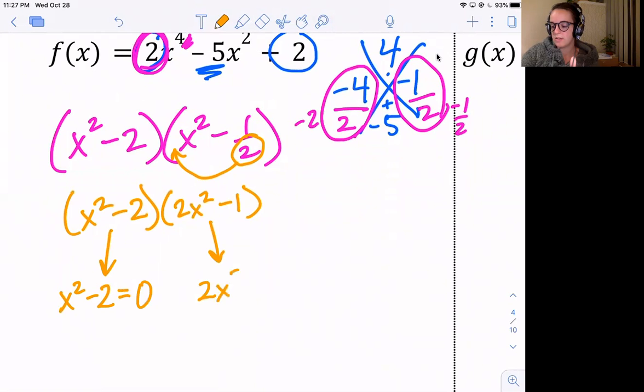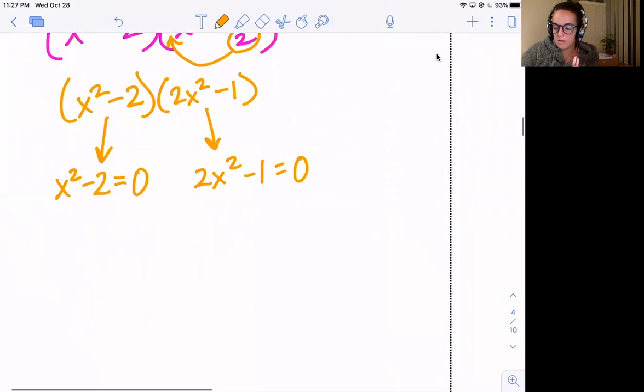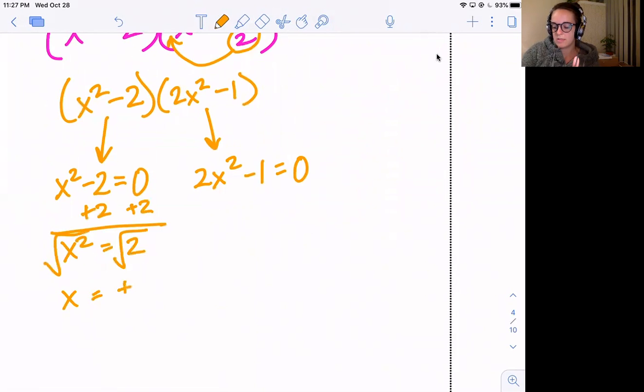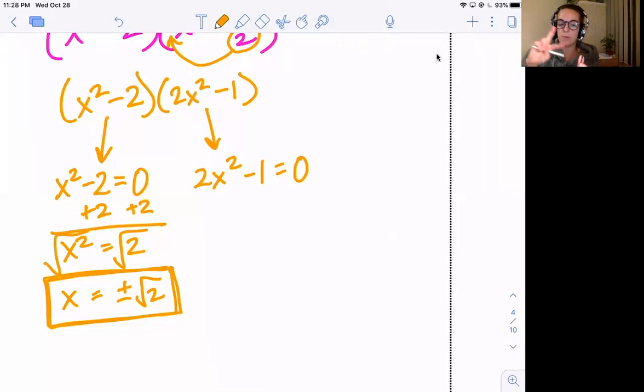So x squared minus 2 equals 0. Here I can say, okay, I'm going to add 2 on both sides. x squared equals 2. Take the square root of both sides. I have x equals positive or negative square root of 2. So that is my first 2 answers, right? I have a positive version and a negative version, so that's 2 answers.